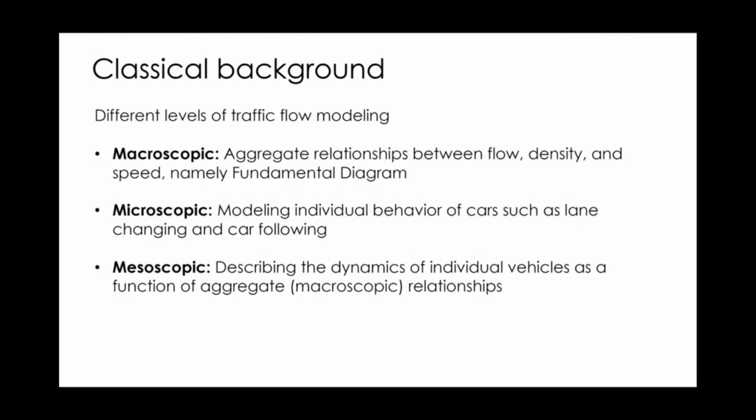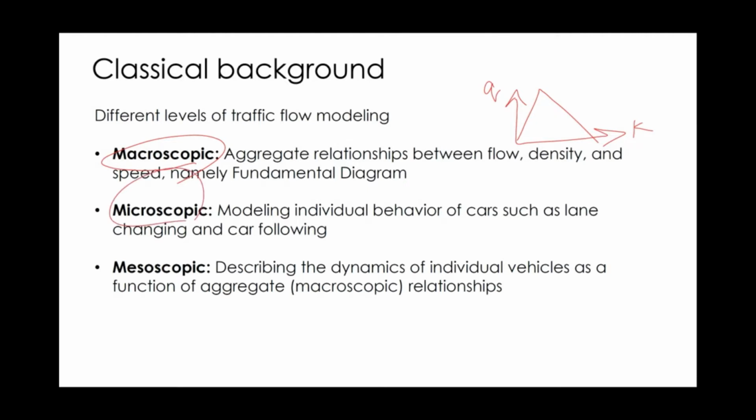So if I want to give you some classical background here of different levels of traffic flow modeling, we usually have macroscopic, microscopic, and mesoscopic levels when it comes to traffic modeling. So in the macroscopic case, we look at aggregate relationships between flow, density and speed. Very similar to the fundamental diagram, right? So for example, the speed flow relationship, which is all about aggregation, right? We aggregate over, for example, 5 minutes or 15 minutes, and then we compare those numbers.